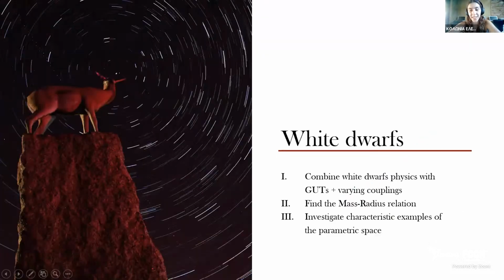So now moving on to the actual research. We're going to talk first about white dwarfs. What we're going to do is combine the white dwarf physics that we talked about with the particle physics and cosmology that I stated previously. Then we're going to figure out the mass radius relation and then move into some results. So what does this say to us?